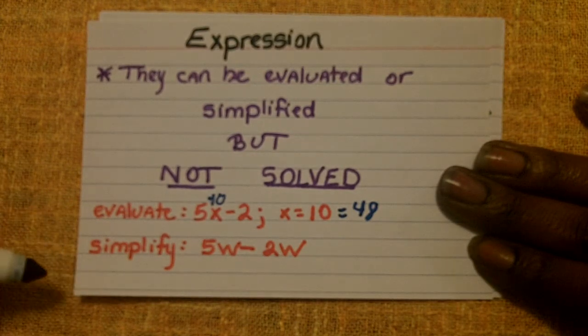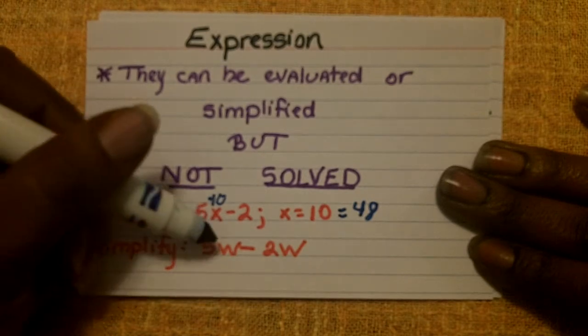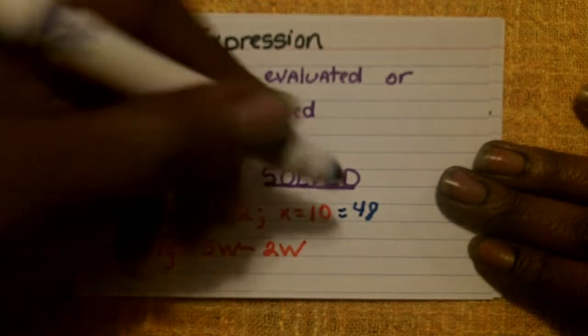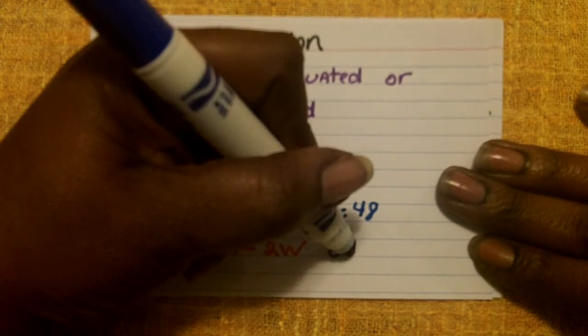We've also learned that expressions can be simplified. 5w minus 2w, we've learned, simplifies to 3w.